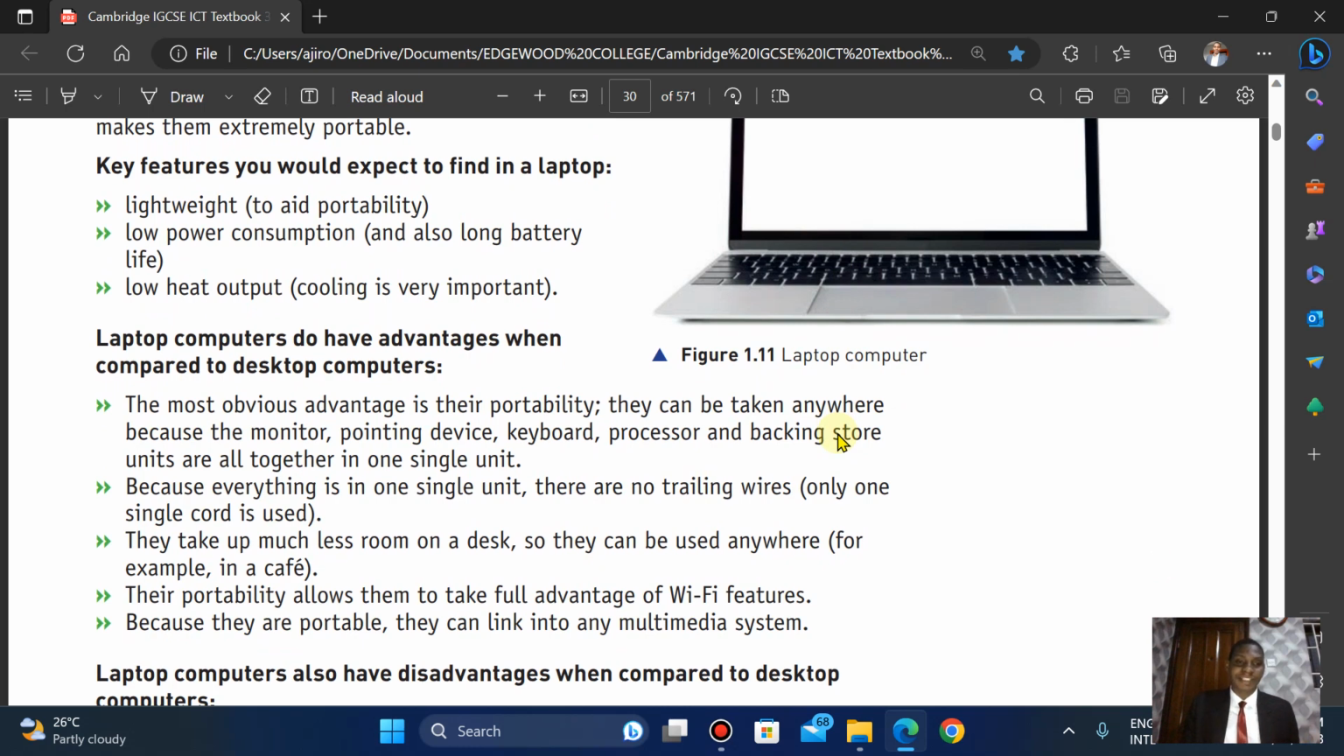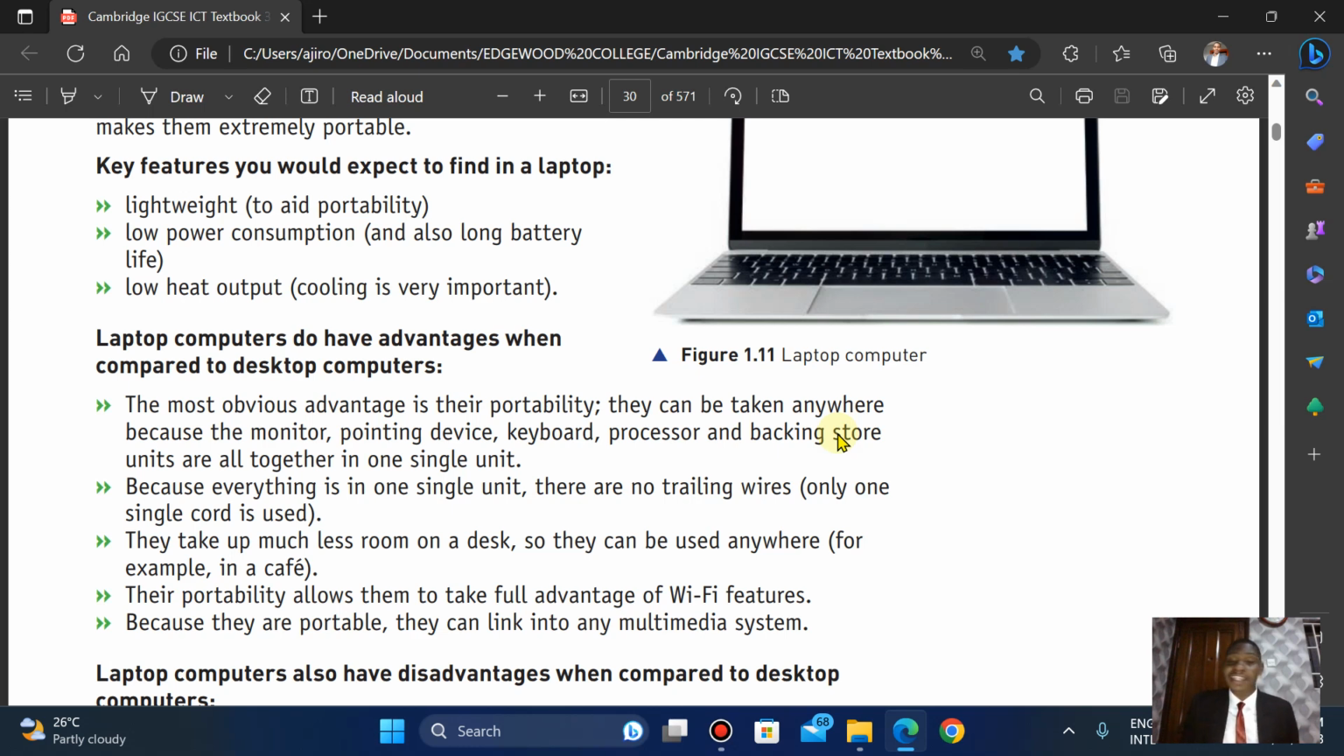So what are the advantages of a laptop when compared to a desktop? The most obvious is the portability. It can be taken anywhere because all the units are in a single unit. Because everything is a single unit, there are no trailing wires, because only one single cord is used, which is your charging cable, obviously. They take up less room on a desk.